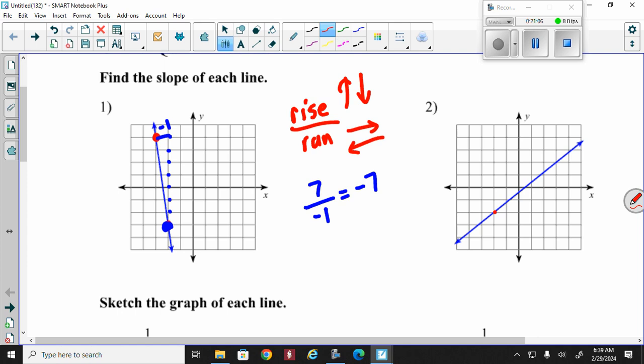All right. For this one here, I'm going to use this point, and I'm going to use this point. All right, so I always like to count up first. So 1, 2, 3, 4.